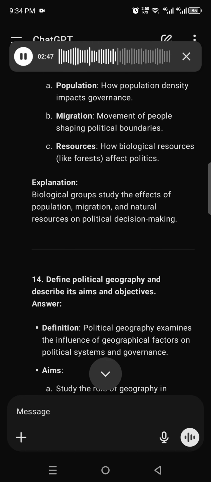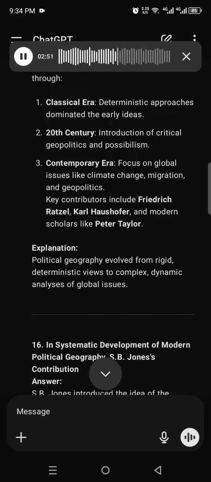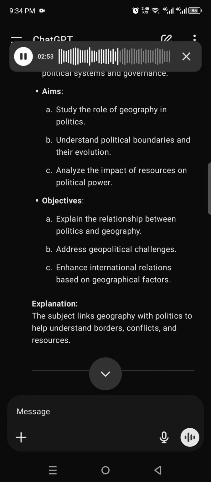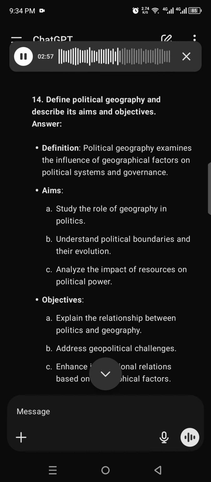14. Define political geography and describe its aims and objectives. Answer. Definition. Political geography examines the influence of geographical factors on political systems and governance. Aims. 1. Study the role of geography in politics. 2. Understand political boundaries and their evolution. 3. Analyze the impact of resources on political power. Objectives. 1. Explain the relationship between politics and geography.